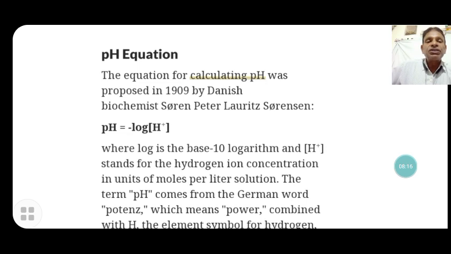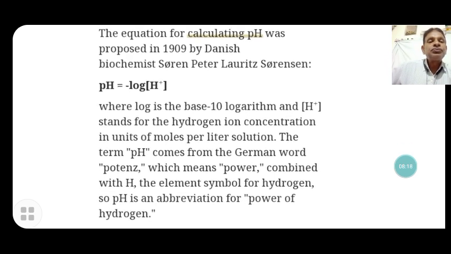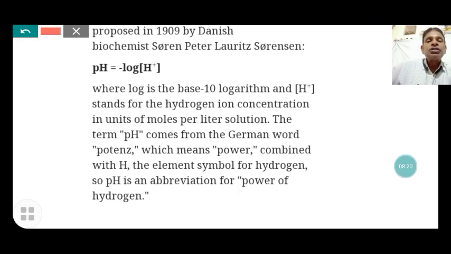The term pH comes from the German word potenz, which means power, combined with H, the element symbol for hydrogen. So pH is an abbreviation for the power of hydrogen.